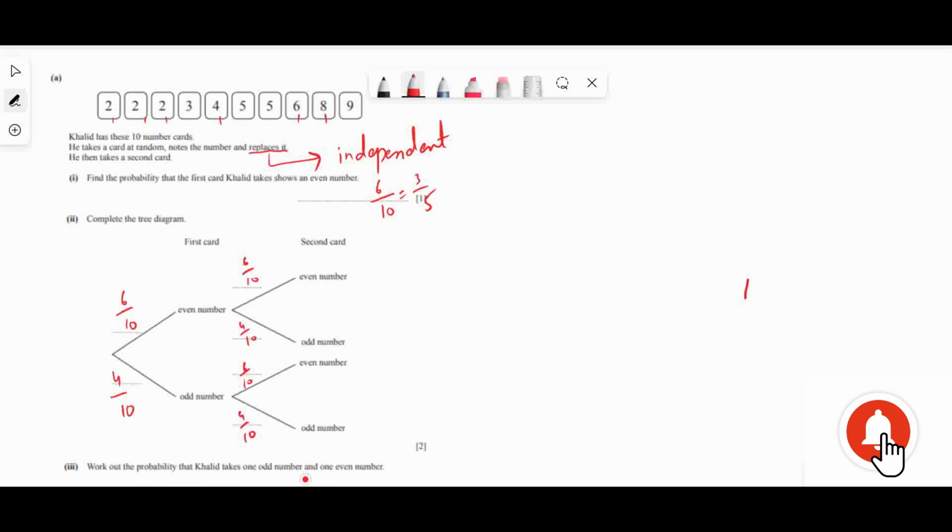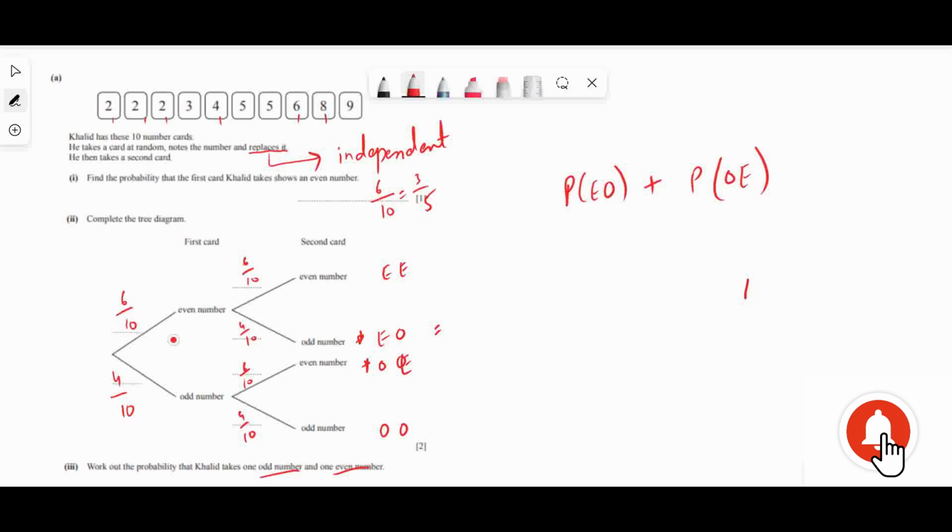Work out the probability that Khalid takes one odd and one even number. Again, we have to write it like this: this is even and even, this one is even and odd, this one is odd and even, this one is odd and odd. Now, one odd number and one even number, so we have to add these two. First of all, let's find this one: probability of even odd plus probability of odd even.